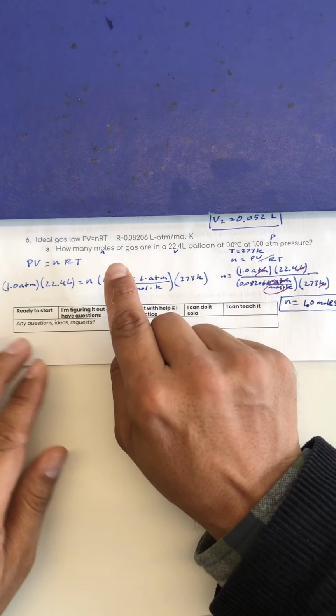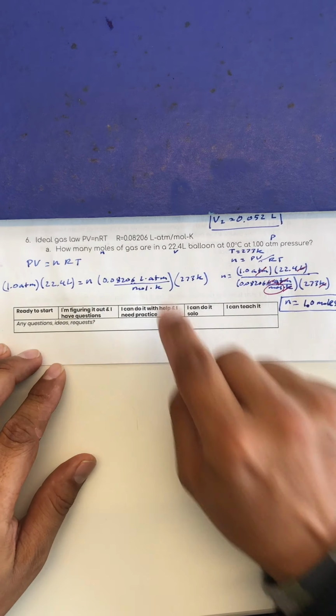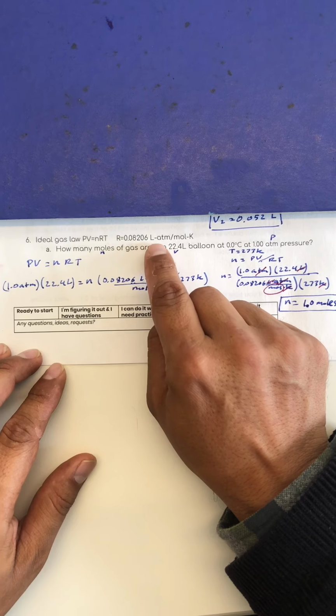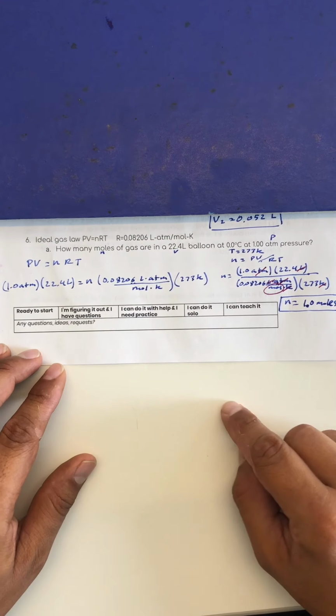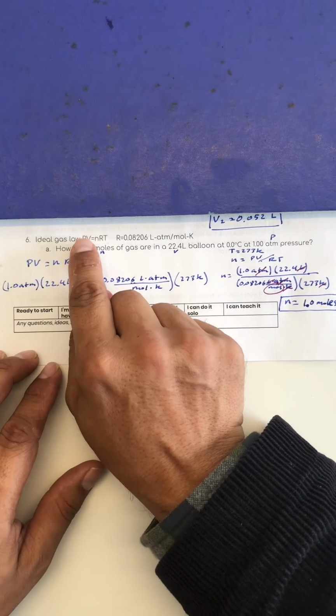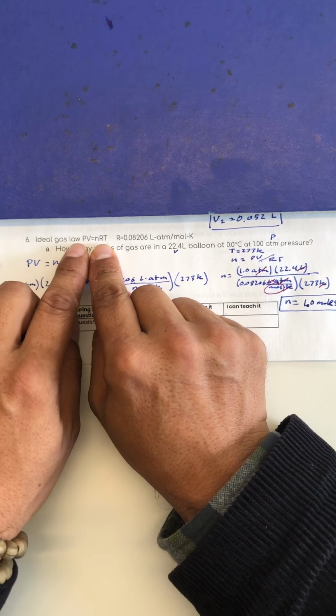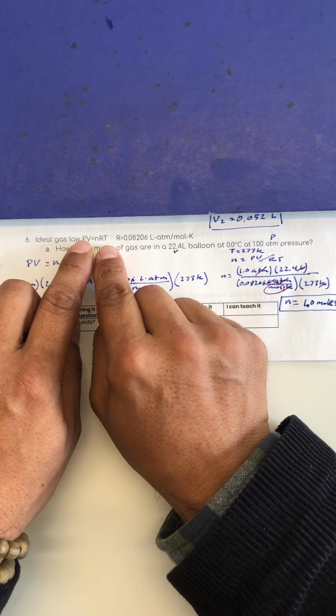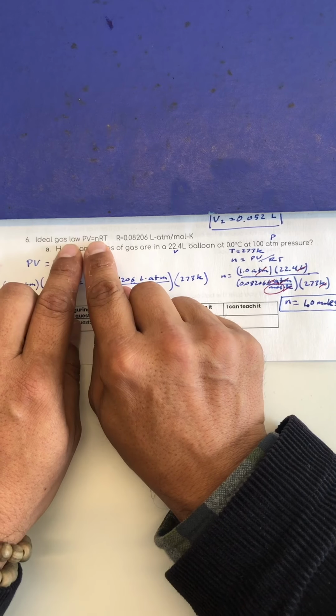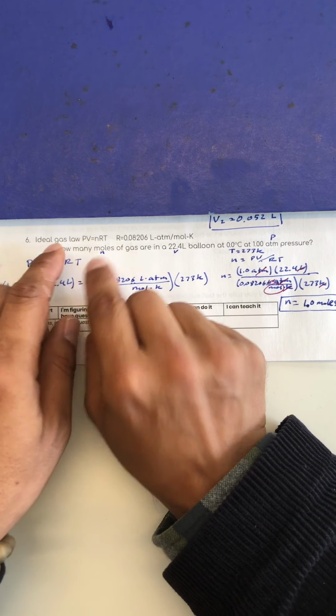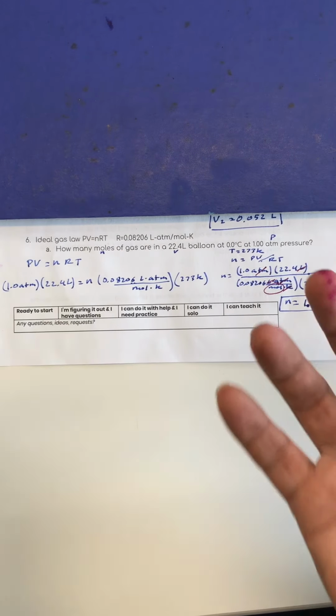The equation is PV equals nRT. R is equal to the gas constant, which is 0.08206 liters atmosphere per mole Kelvin. And really it's there to make this side equal to this side. This is pressure in atmospheres, this is volume in liters, this is moles, and this is temperature. So how are you going to make those things equate?